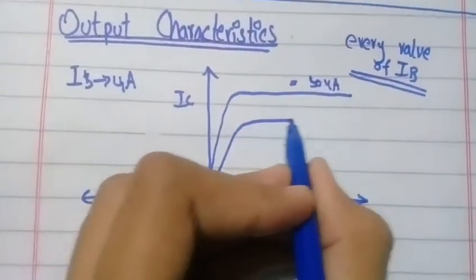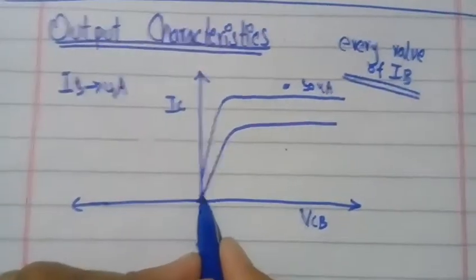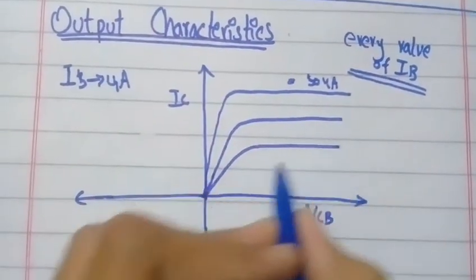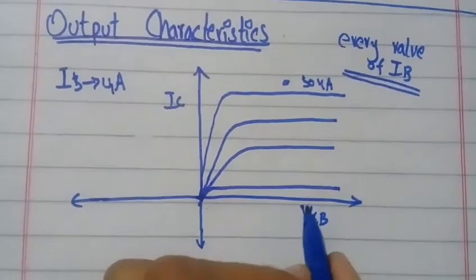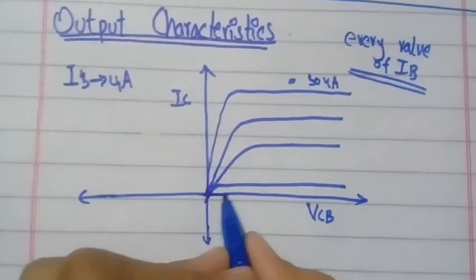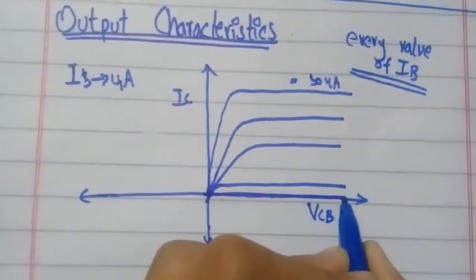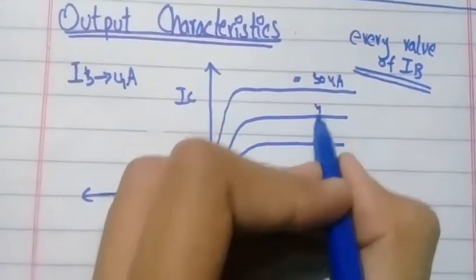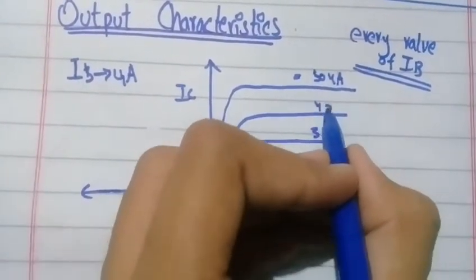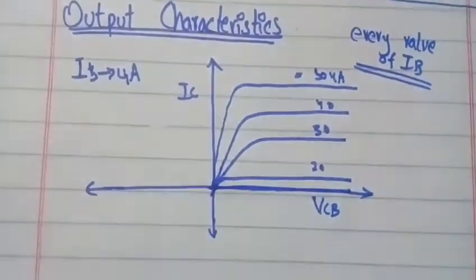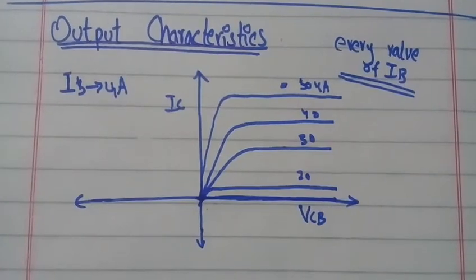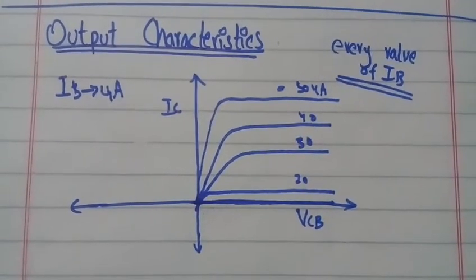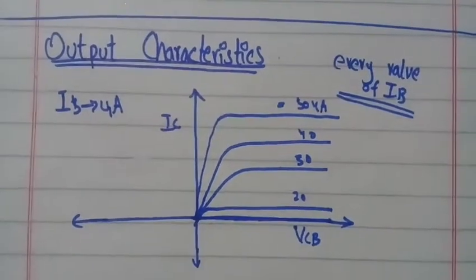As VCB increases, IC decreases and IB decreases. As VCB increases further, IB tends towards the x-axis, the zero line. This is 40, this is 30 microamperes, and this will be 20 microamperes, and then towards zero. So these are the output characteristics of common base configuration. As VCB increases, IB decreases.